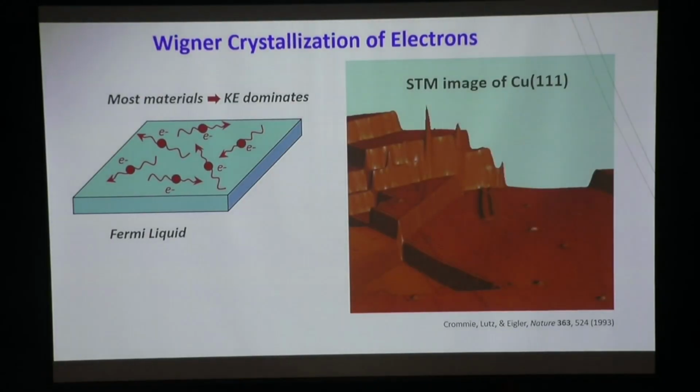And you can see that, for example, in STM images. This is an STM image of copper. And you can see how the electrons behave like water, like little waves. They're behaving like a liquid, a Fermi liquid.